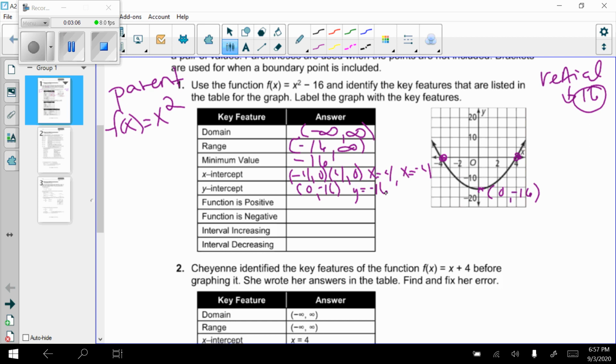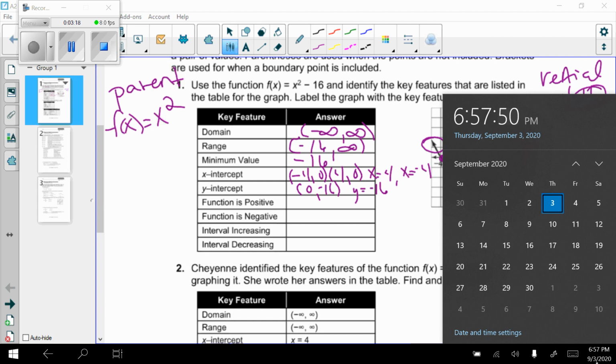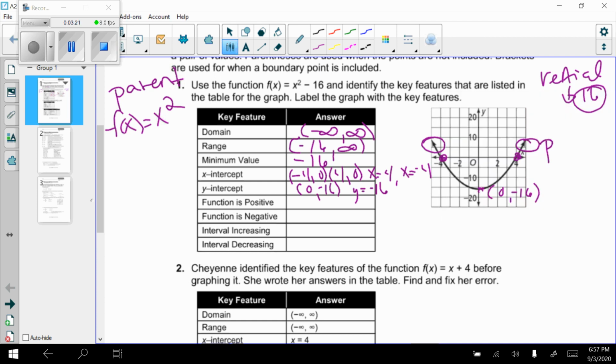Where is the function positive? Okay, remember, that's where it is above the x-axis. So right here and right here are my positives. So the function is positive from negative infinity to negative 4, and then the U for union, or, and picks back up at 4 to infinity. Function is negative. That's all of this where it's below the x-axis. So that would be from negative 4 to positive 4.